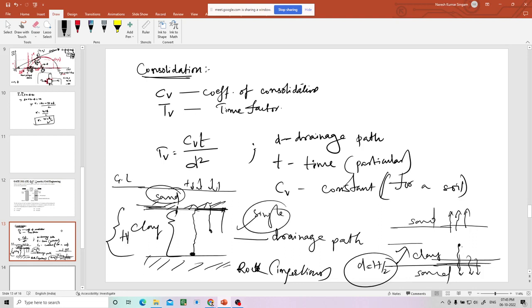You understood the drainage path in the previous classes only. I am just repeating the same thing. So we need this now. This is the drainage path, this is the time taken for the consolidation, any consolidation, 25% consolidation, 50% consolidation, whatever. And this is the coefficient of consolidation which is constant. This is the discussion about the consolidation.